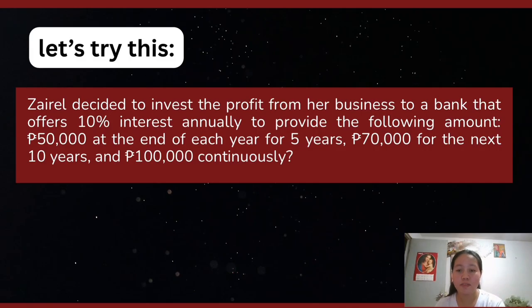Okay, and now let's try another example. This time we have Zyrel, who decided to invest the profit from her business into a bank that offers a 10% interest rate annually. She wants to receive the following amounts: 50,000 pesos at the end of each year for 5 years. The second is 70,000 pesos at the end of each year for the next 10 years. And lastly, 100,000 pesos continuously forever. So the question is, how much should she invest today to make this work?